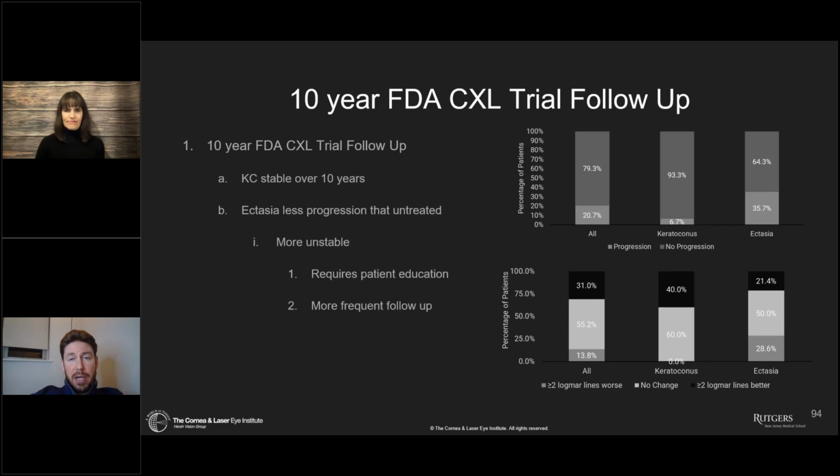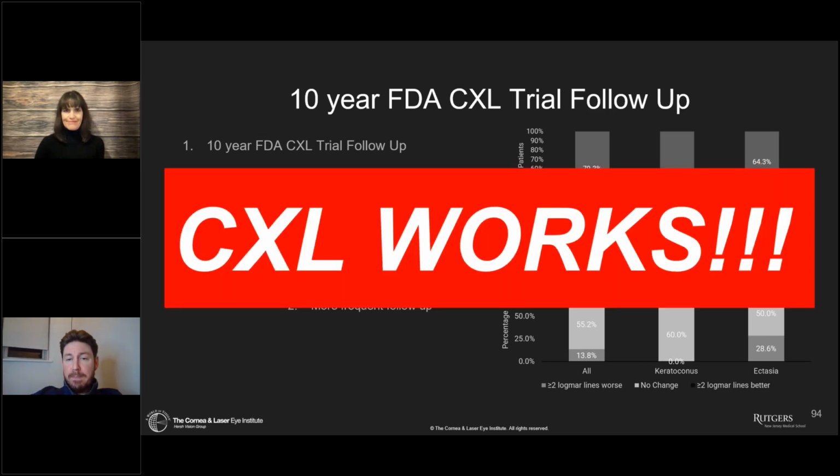So we looked at the 10-year data in our clinic. We did a retrospective review on this, and what we found was over a 10-year period of time, about 93% of individuals with keratoconus were stable overall. You can see that those numbers are less than the ectasia group. Again, we can see that ectasia may be a little bit of a different beast, and thus we're doing some genetic studies in our clinic as well to see what the difference is in ectasia profiles. So cross-linking works.